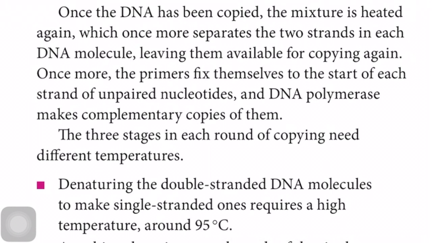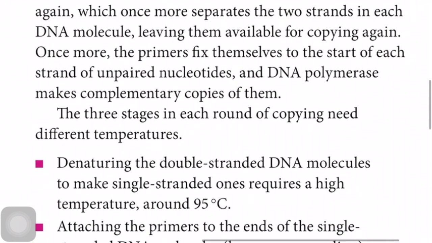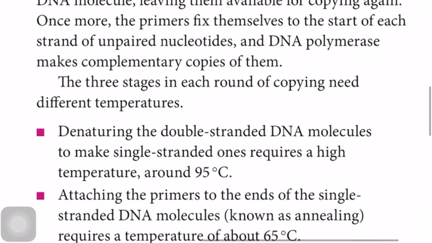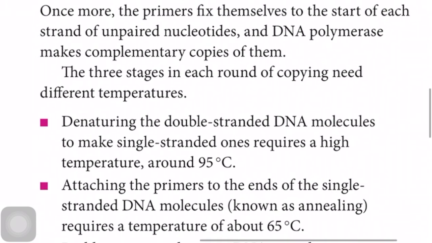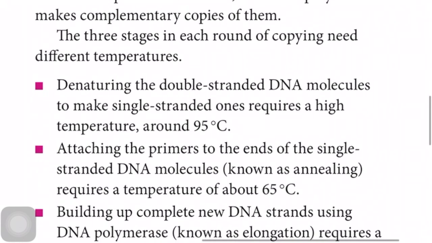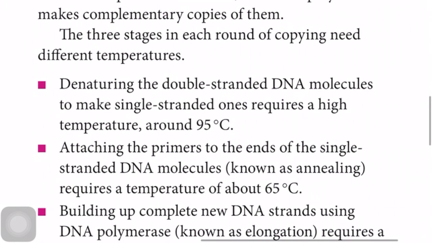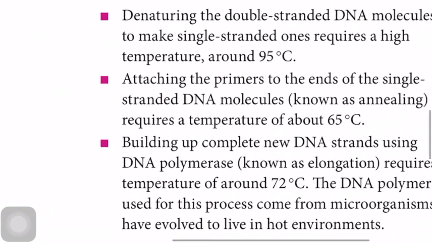Once the DNA has been copied, the mixture is heated again, which once more separates the 2 strands in each DNA molecule, leaving them available for copying again. Once more, primers fix themselves to the start of each strand of unpaired nucleotides, and DNA polymerase makes complementary copies of them. Okay, great. The 3 stages in each round of copying need different temperatures. You need to learn by heart that.